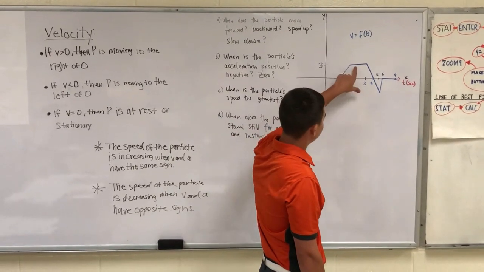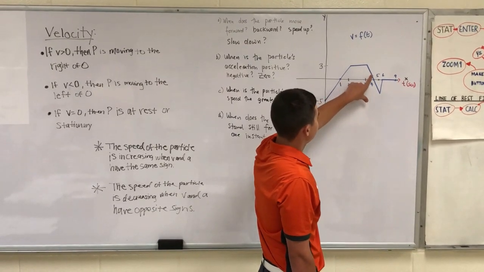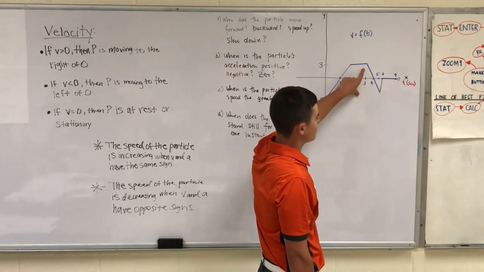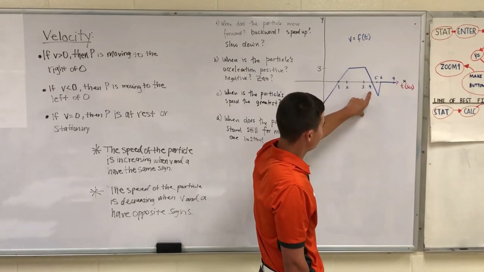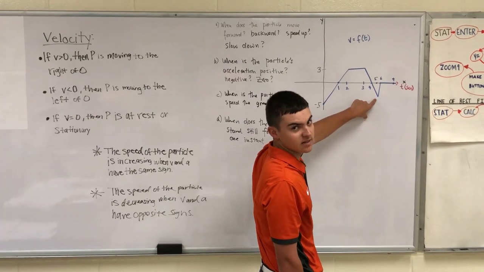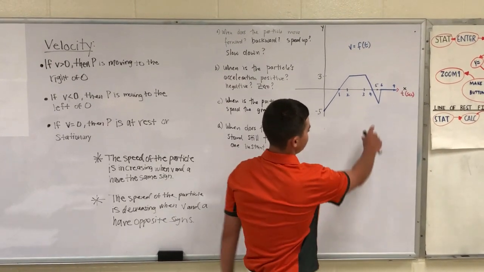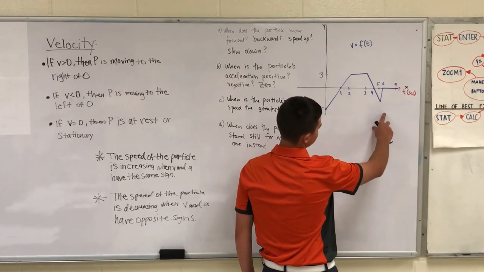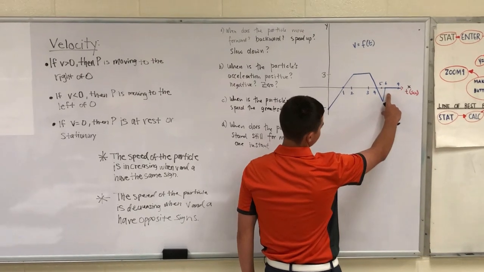Right here from 2 to 3, it travels at a constant speed. Alright, from 3 to 4, it slows down, the slope is negative, but the graph is positive. Between 4 and 5, it speeds up. The slope is negative and the graph is negative. Between 5 and 6, it slows down again. The slope is positive and the graph is negative.